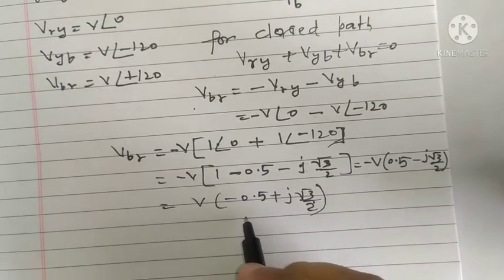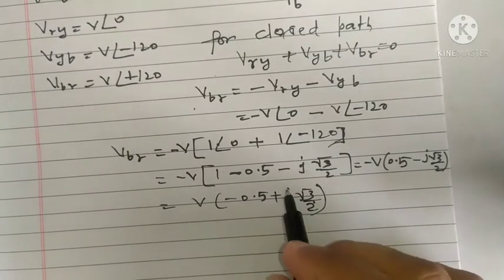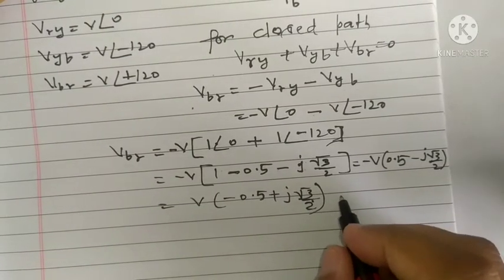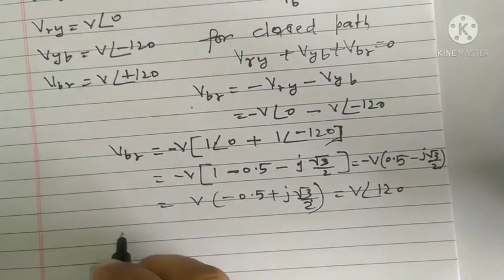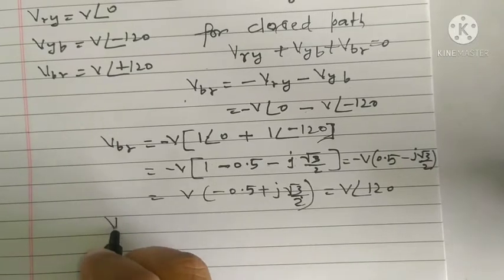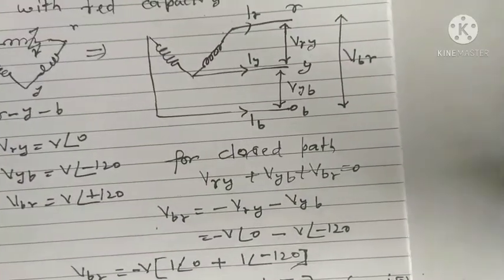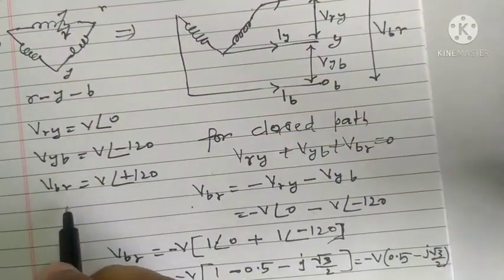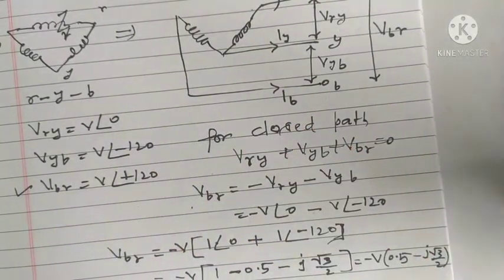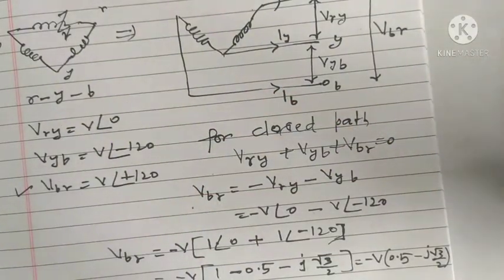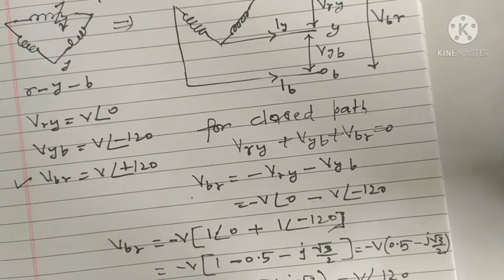So it is what? cos 120 plus sin 120, that is nothing but 1 angle 120. So I can write this as V angle 120. So VBR, the voltage across the open terminal, is coming as V at an angle of 120. We can see the balanced voltage was 120, and after opening also we are getting the same voltage, that is, the voltage is constant with the same magnitude and with proper phase difference.